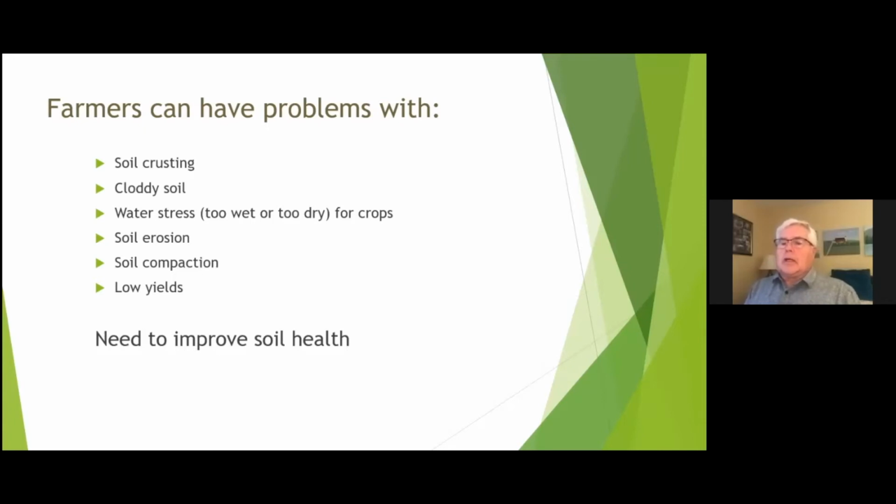Also, if it's too much rain, as we've had in parts of Ontario this year, you want that water to be able to penetrate and go down through the soil so that it doesn't tend to waterlog the roots and block air from getting to the roots. We can also get into soil erosion and soil compaction, just from working too wet or driving on the fields. All of these contribute to low yields. So we need to improve the soil health of our soils.